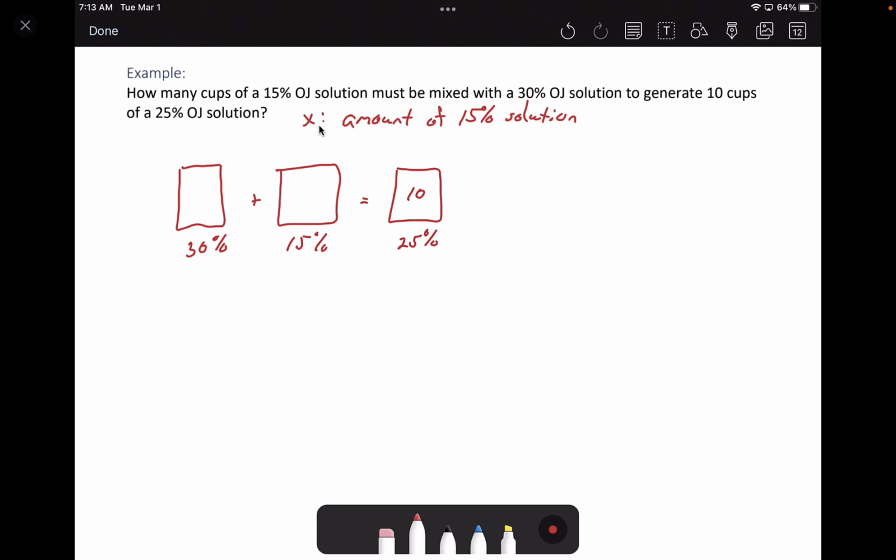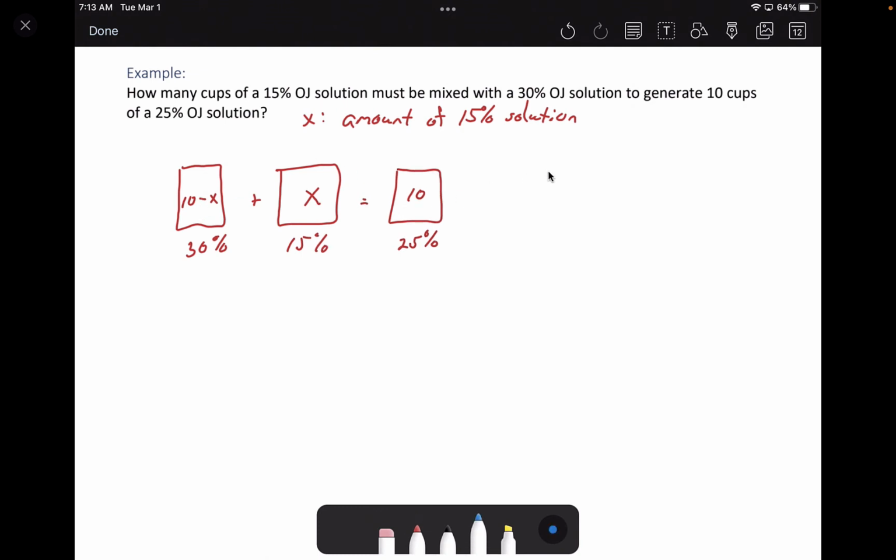So the part we're adding in, we define to be X. So I'm going to label this container as X. Its volume is X cups. That means this initial amount we can algebraically determine. We don't know exactly what it is, but we know if we add X to it, we get 10. So this container must be 10 minus X. So we're starting with 10 minus X cups. If we add X cups to the 10 minus X, we end up with 10.